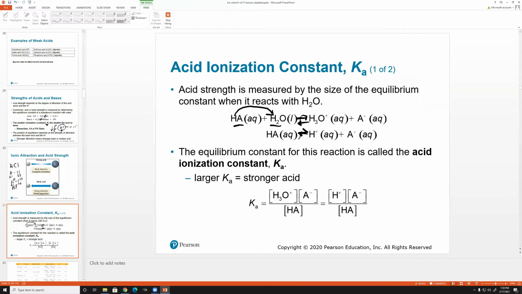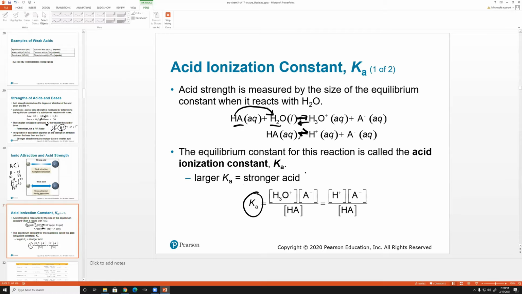Water as a pure liquid will not be considered in the ionization constant, just like liquids and solids aren't. So your total ionization constant will be Ka equals the concentration of H3O+ times the concentration of A minus over the concentration of the initial acid.